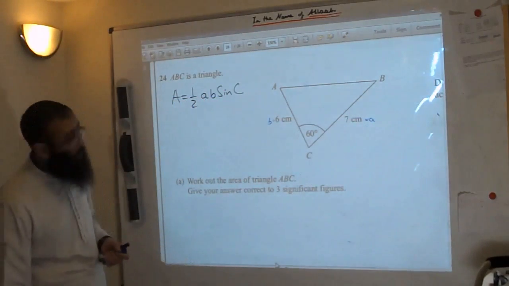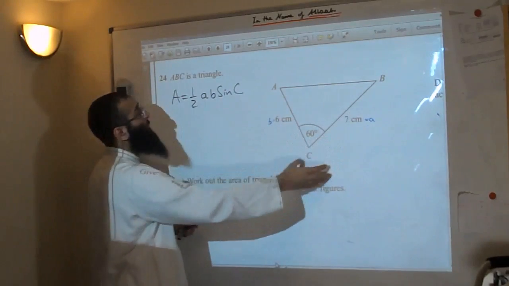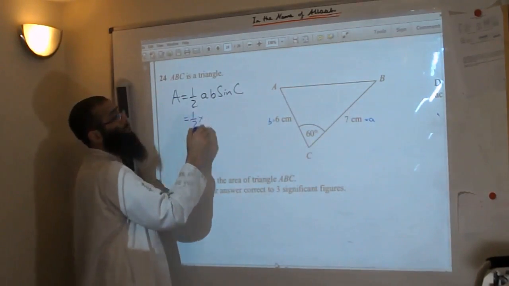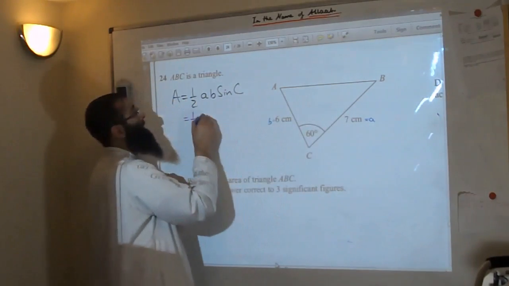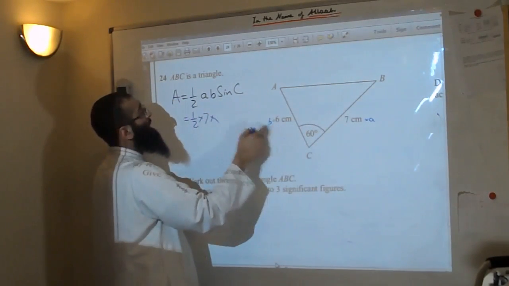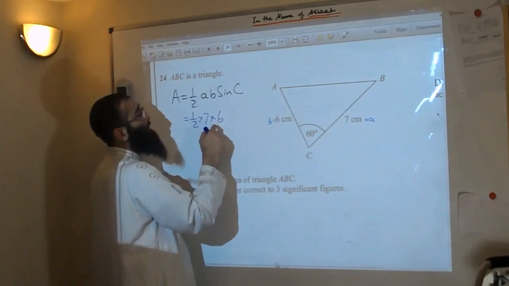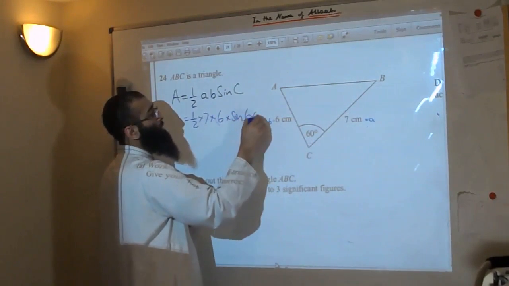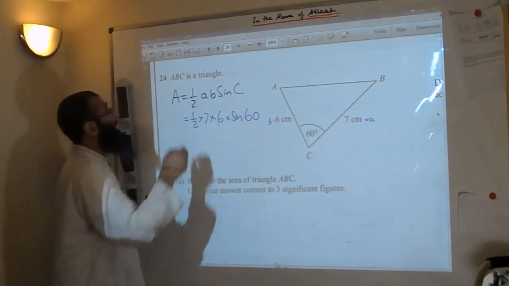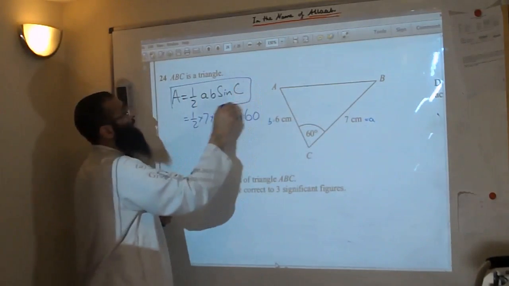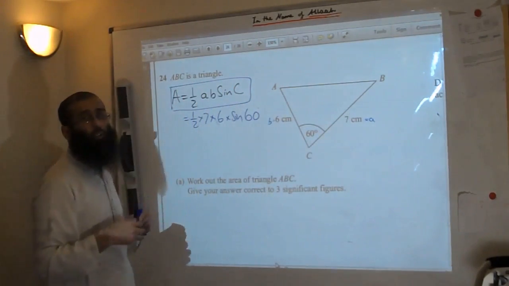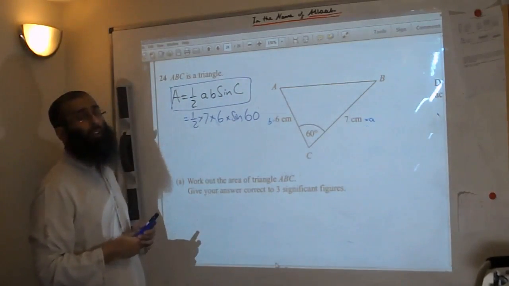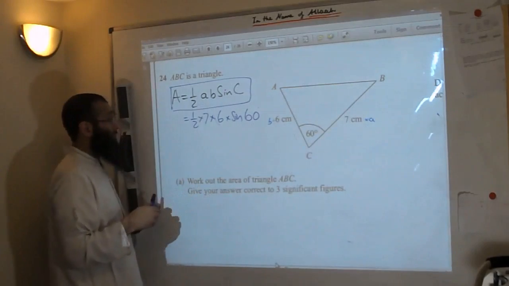So what we need to do now is get these values and throw them into here to work out the area. So it's half times the a value, which is 7, times the b value, which is 6, times the sine of the angle, which is 60. This formula, folks, you'll find on the inside of the first page of the examination. The formula gives you the area of non-right angle triangles. So that gives us that.